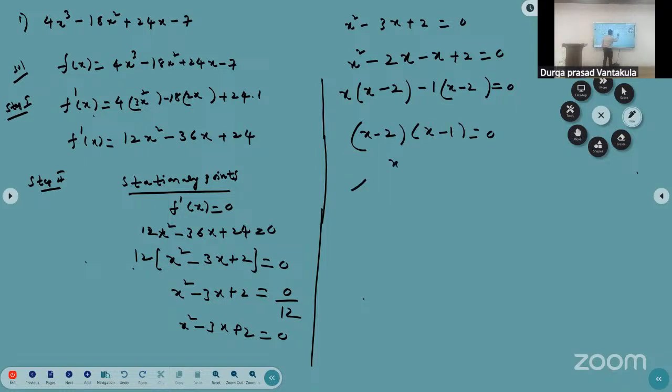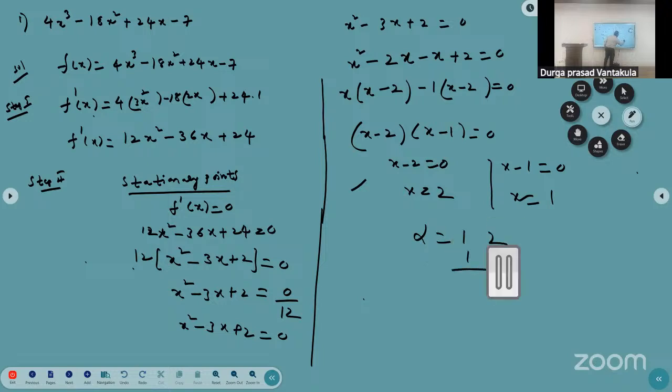Therefore, x minus 2 equal to 0 and x minus 1 equal to 0. x equal to 2, x equal to 1. Alpha equal to 1 comma 2. These are which points? Stationary points. First note this.